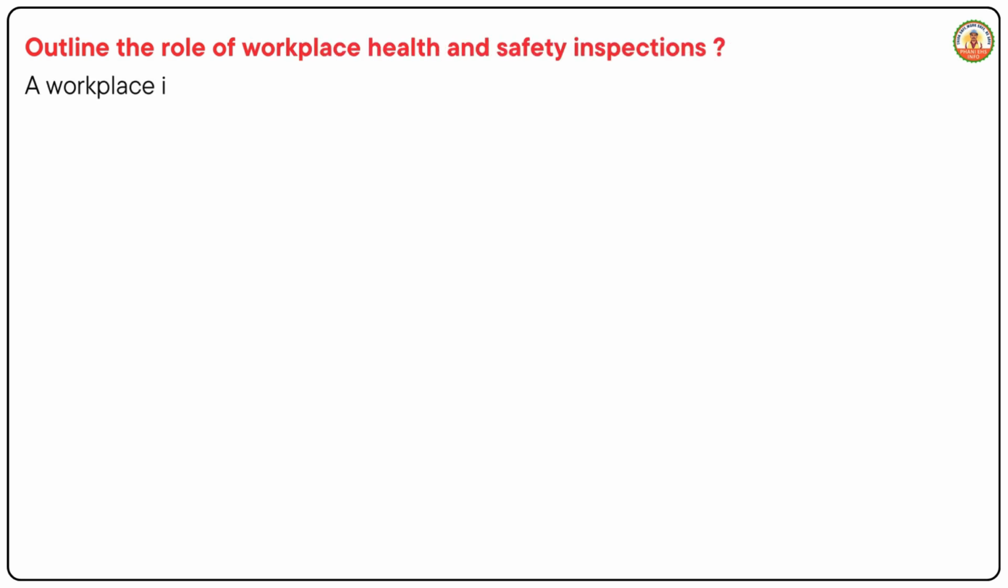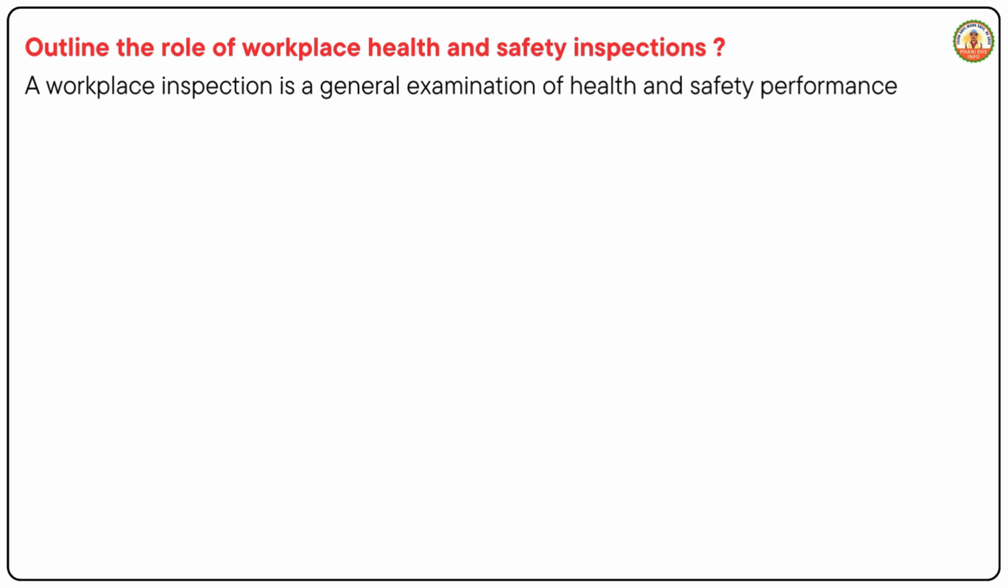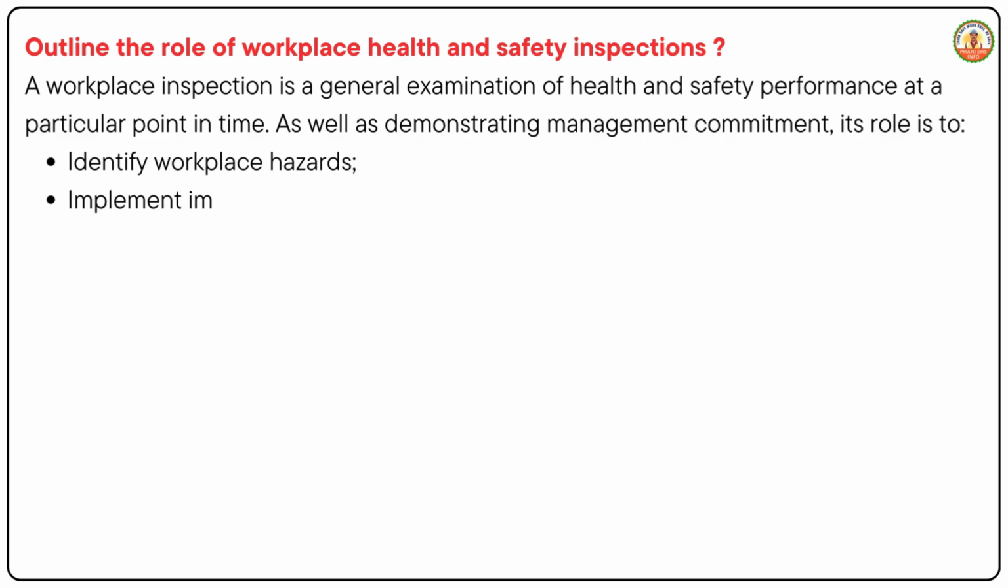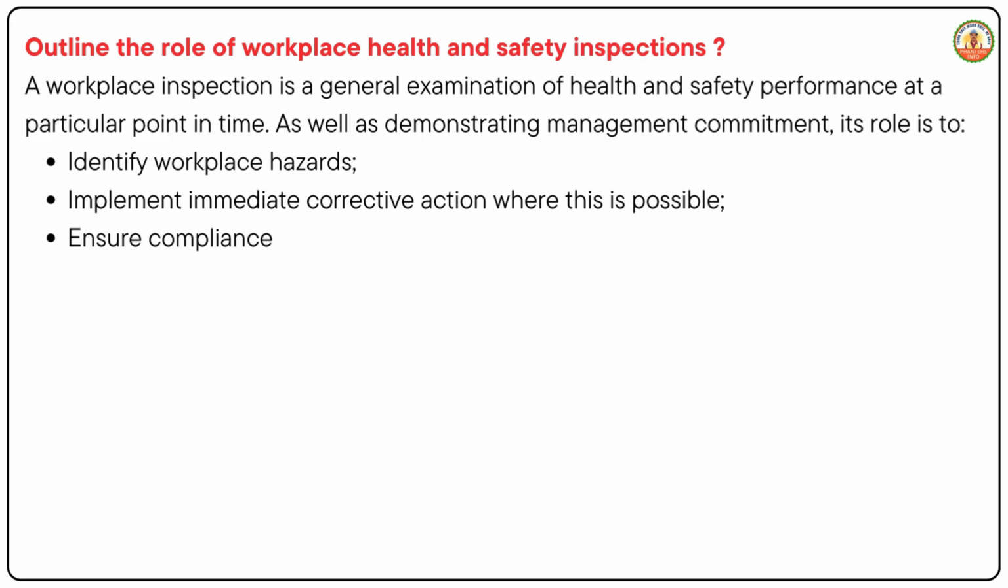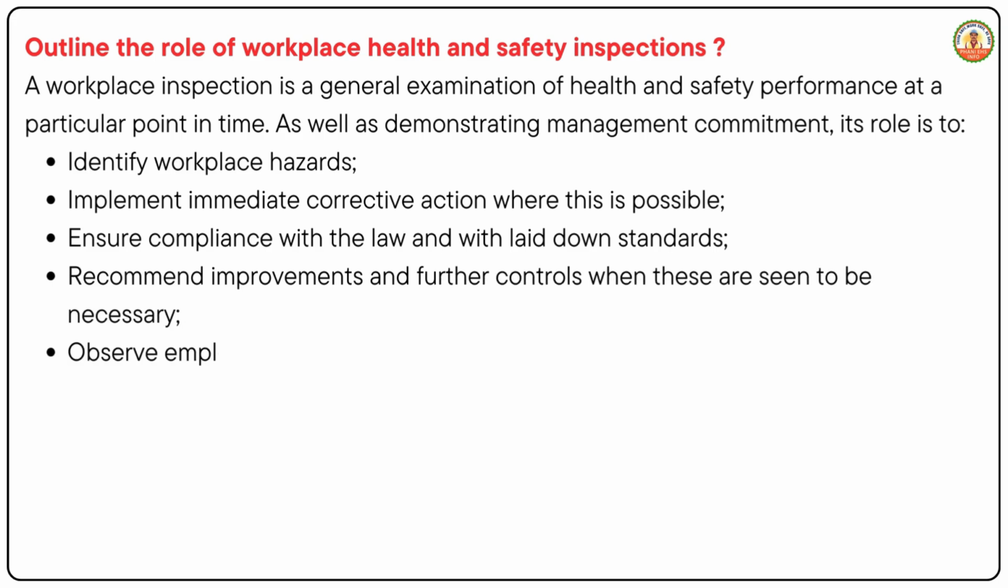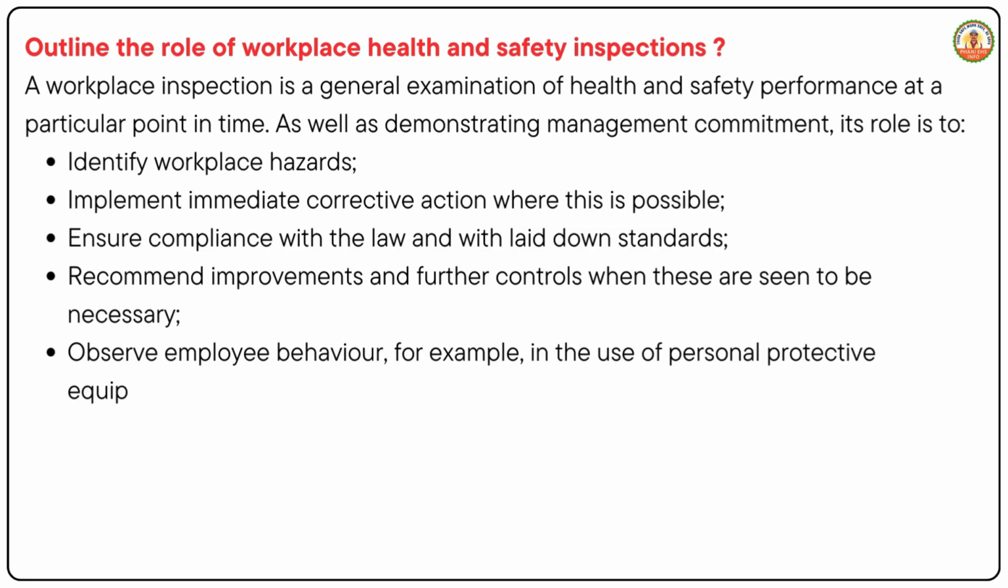A workplace inspection is a general examination of health and safety performance at a particular point in time. As well as demonstrating management commitment, its role is to identify workplace hazards, implement immediate corrective action where this is possible, ensure compliance with the law and with laid down standards, recommend improvements and further controls when these are seen to be necessary, observe employee behavior, for example, in the use of personal protective equipment.